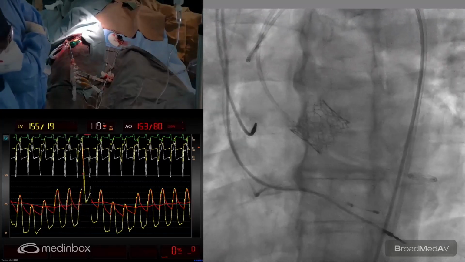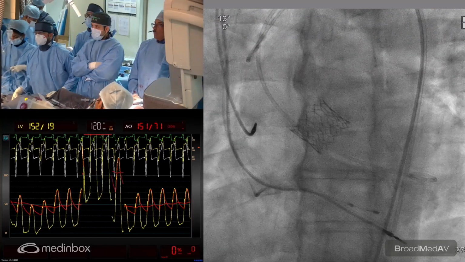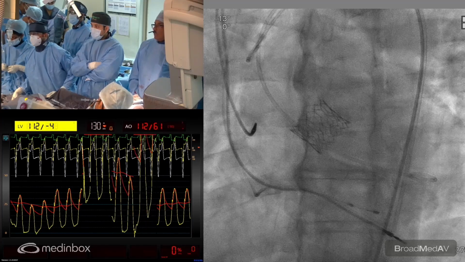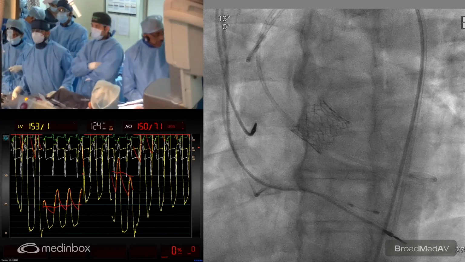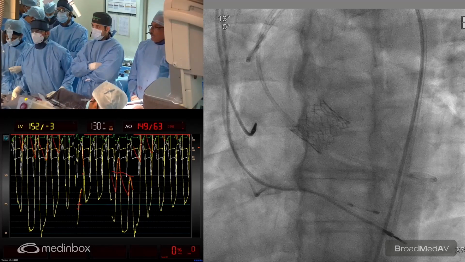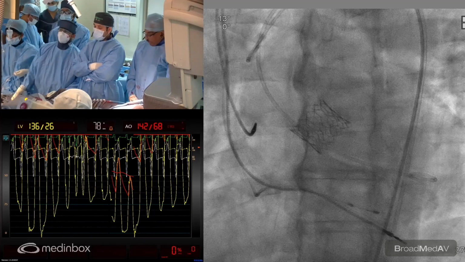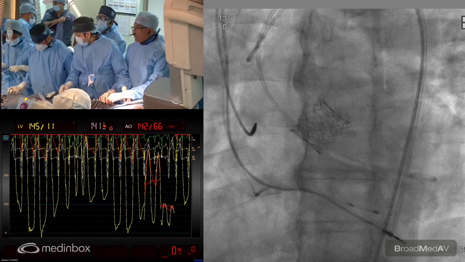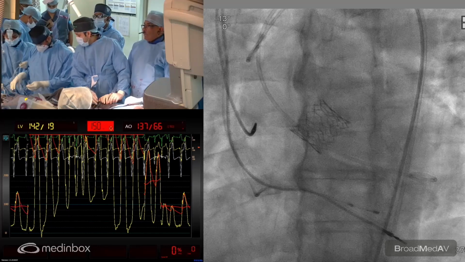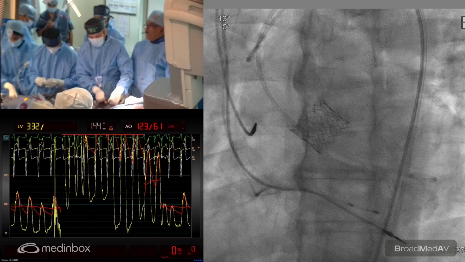What is the end diastolic pressure, please? The LVEDP is a bit high. We can expect that. So I'm going to remove the pigtail now from the cavity and take a shot into the cavity. Normal Teflon wire.